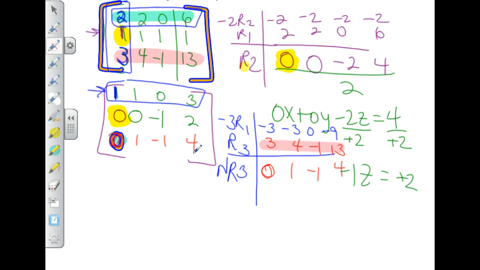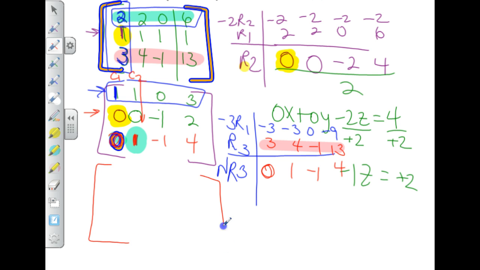The last goal is to go for this blue one, and I'm trying to make this one a 0, and then I'll have it in row echelon form. Not reduced row echelon form, but row echelon form. So again, I am in column 2. So let's see, here's column 1, here's column 2. So I'm in column 2, and so I want to use row 2. Column 2. Actually, can I show you one more trick?